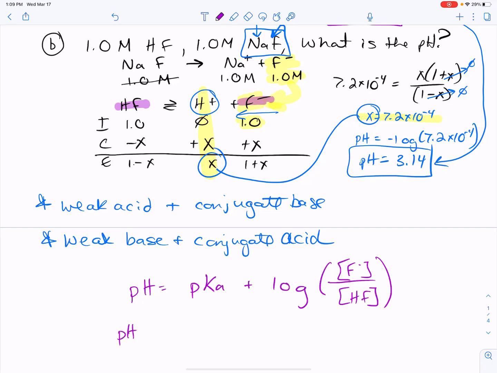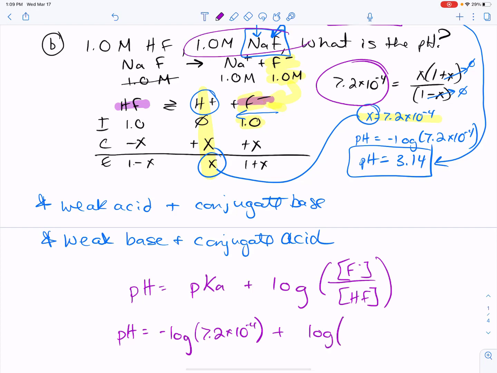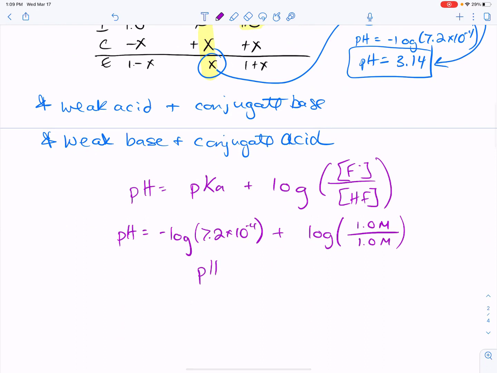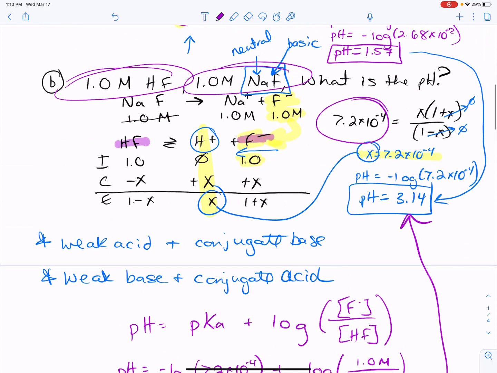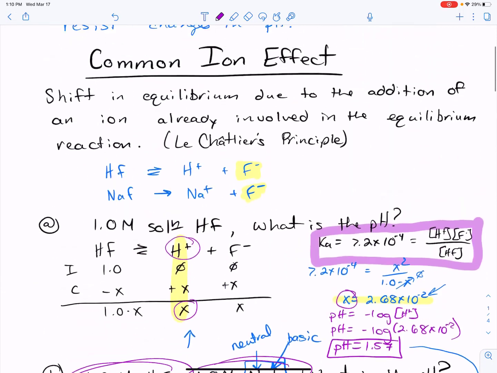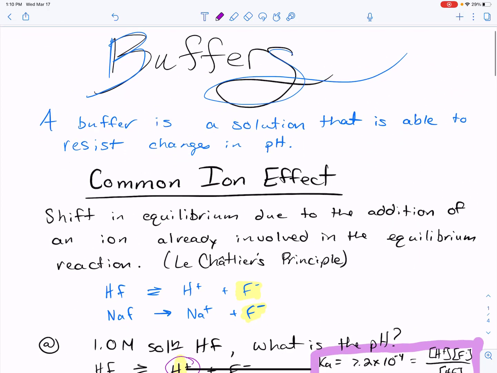So we've got pH equals negative log of my Ka, the same Ka I used before, 7.2 times 10 to the negative 4, plus the log of my fluoride ion concentration, which is 1 molar, over my hydrofluoric acid concentration, which is also 1 molar. I end up with a final pH exactly equal to what we had before, 3.14. So either the ICE table or the Henderson-Hasselbalch equation would have enabled us to solve this common ion problem. In class, we're going to talk more about buffers, more about common ions, and think through all the principles involved in buffer problems.